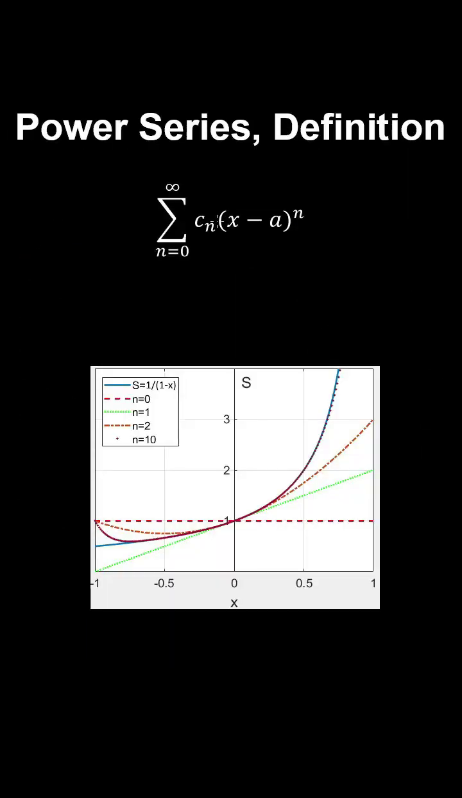A power series has the following form, where the coefficients and a are real numbers, and here we say the power series expansion is centered around a.